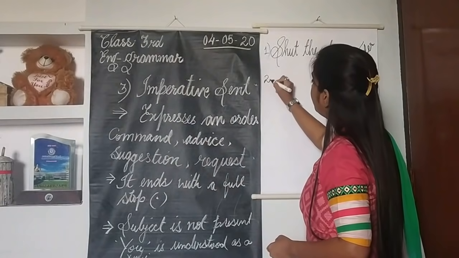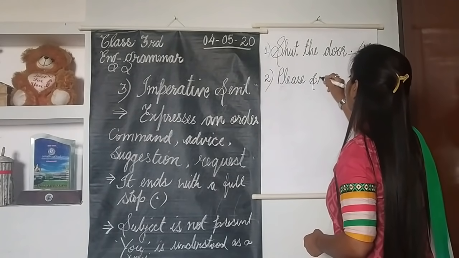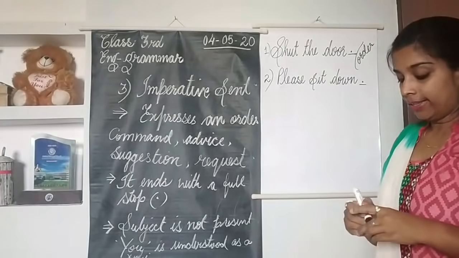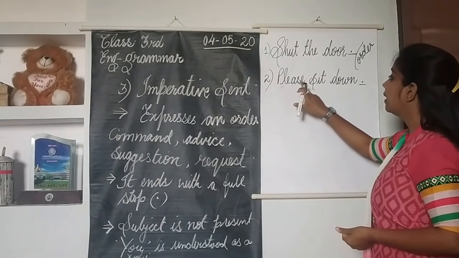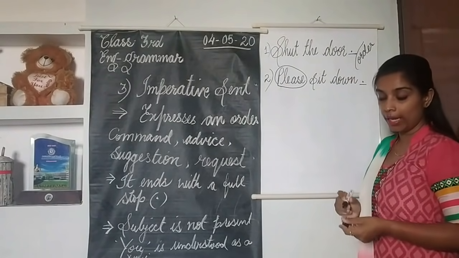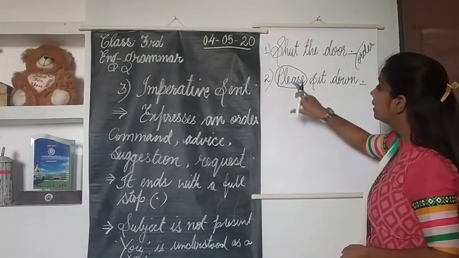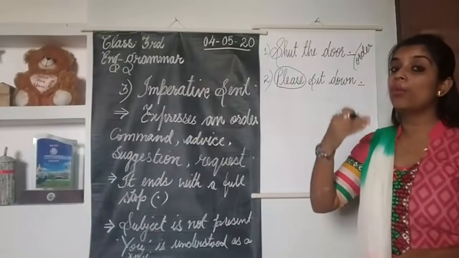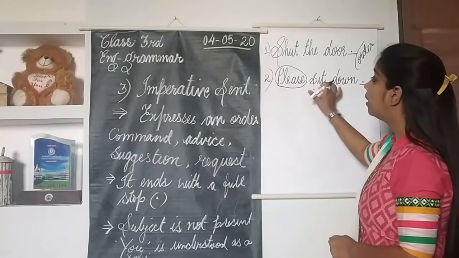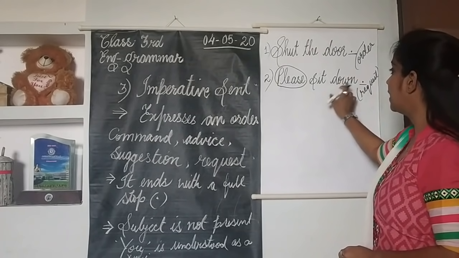Now, the second example is: Please sit down. Now here also you can see in the second example that the word please is used. You all know that the word please is used for making a request. So since this word please is used here, you are requesting someone to sit down. So this sentence is expressing a request, and it ends with a full stop.